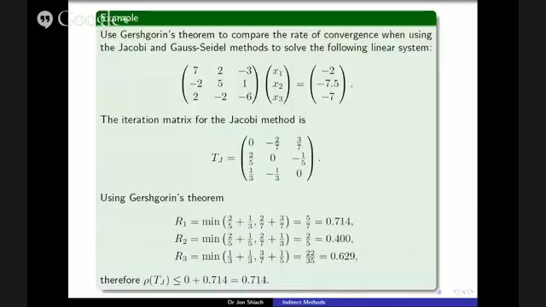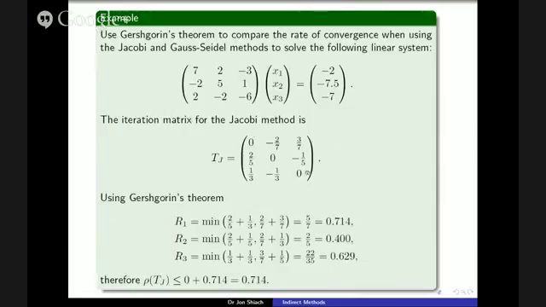Okay, here's an example. Use Gershgorin's theorem to compare the rate of convergence between Jacobi and Gauss-Seidel. Here we have a linear system which we've been solving. Calculate the iteration matrix for the Jacobi method. What you do here is you calculate D, L, and U. Remember, L and U aren't from LU factorization, they're simply the lower and upper elements with their signs negated. If you do that, you'll get this iteration matrix.